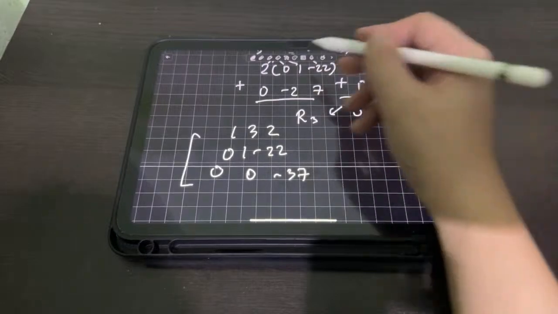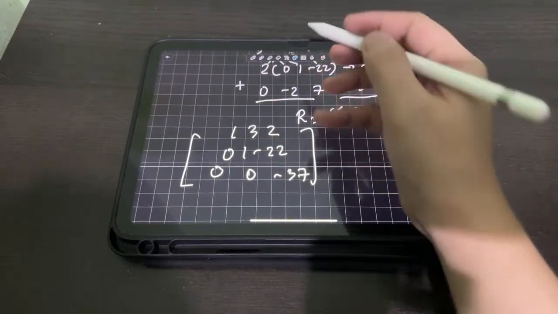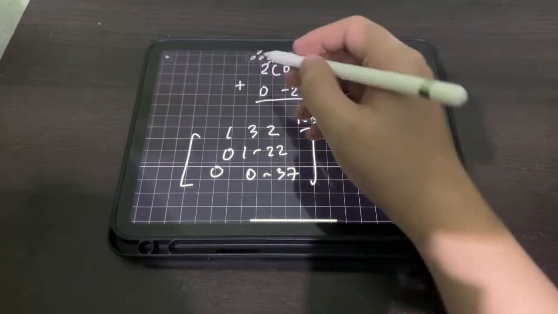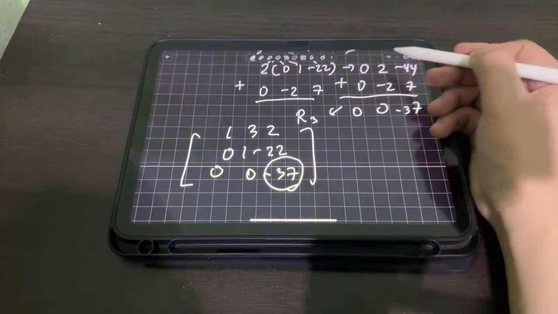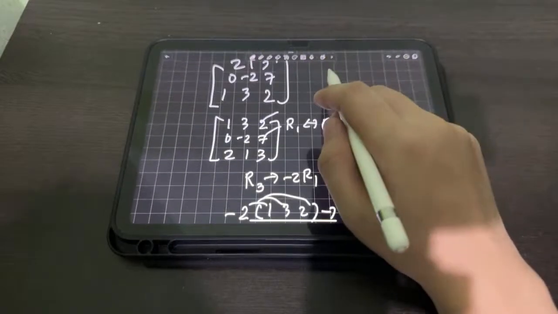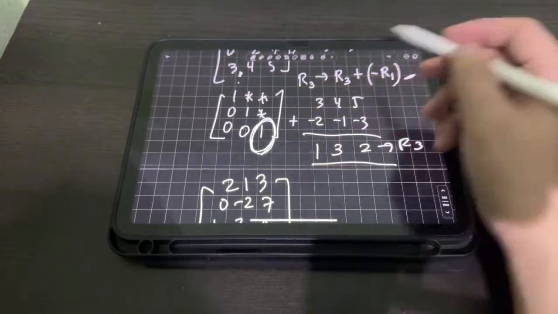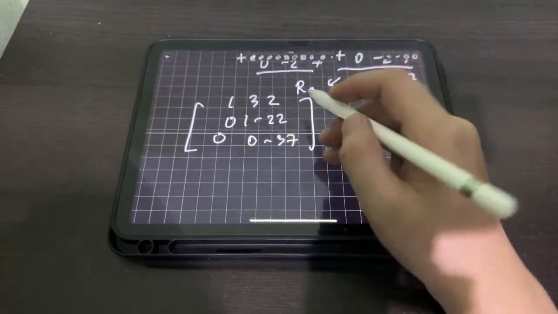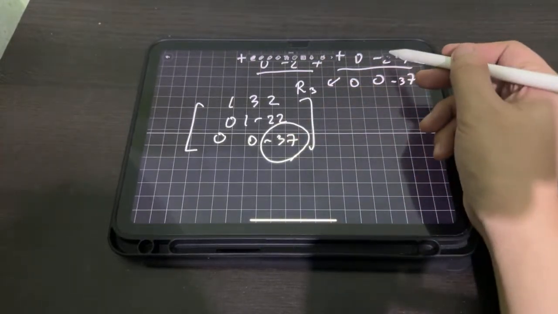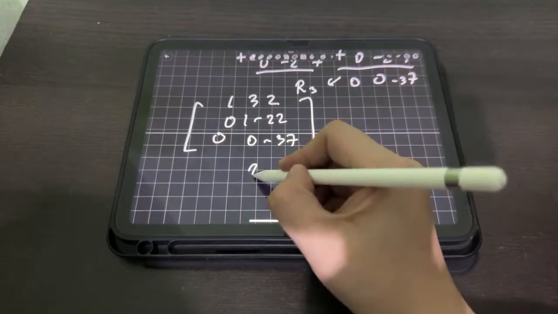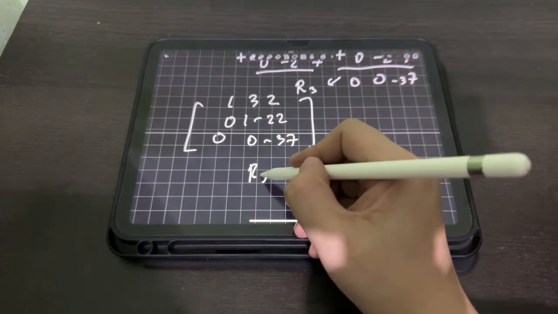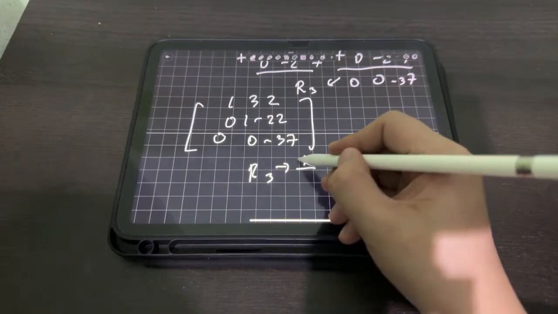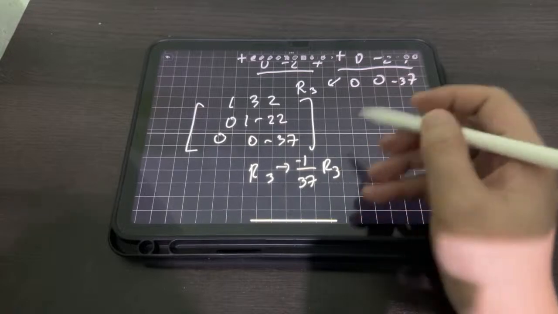Okay. Next. The next goal is to make this equal to 1, right? Okay. That's the last step. We can make this equal to 1 by multiplying row 3 by negative 1 over 37.